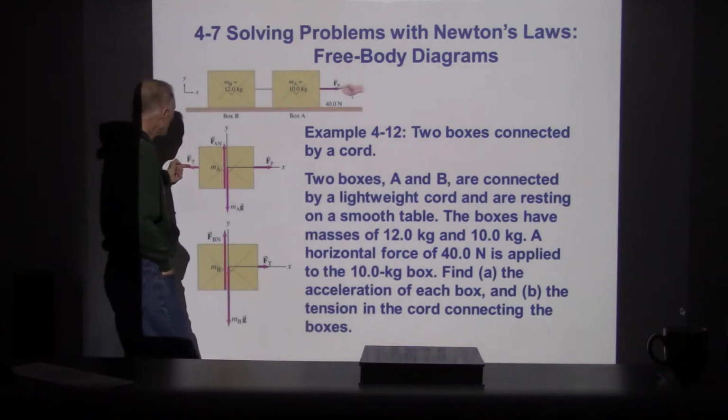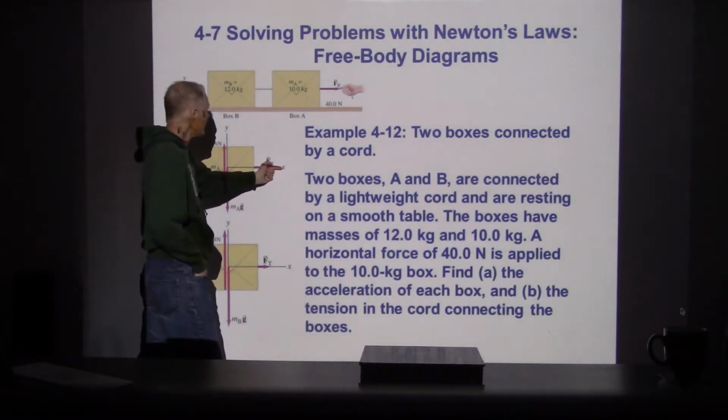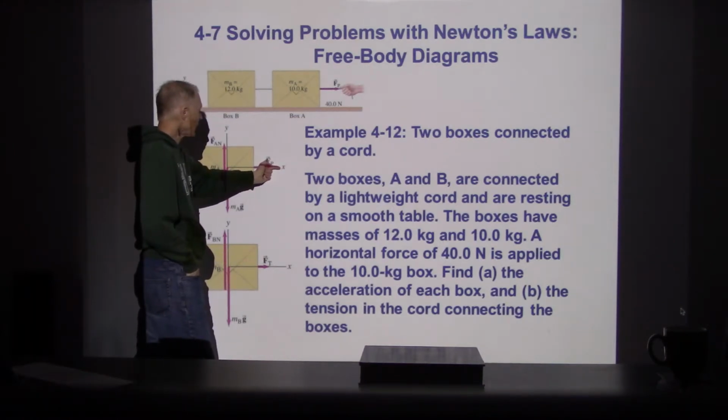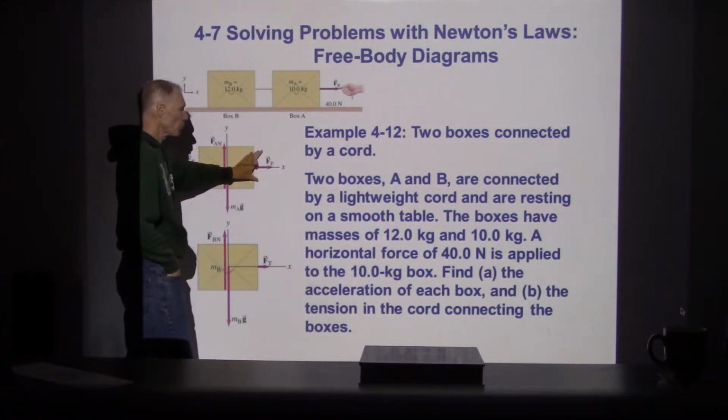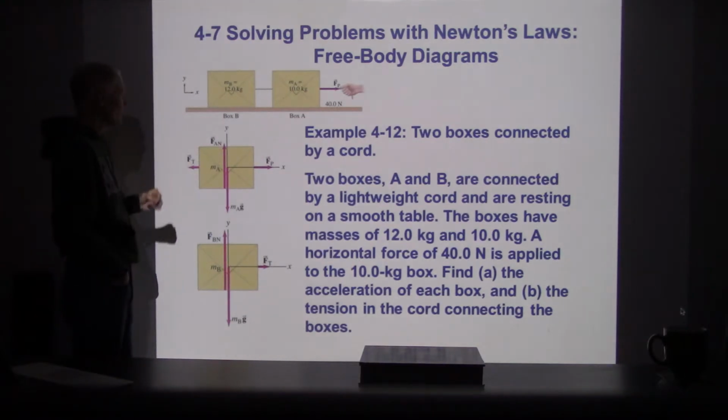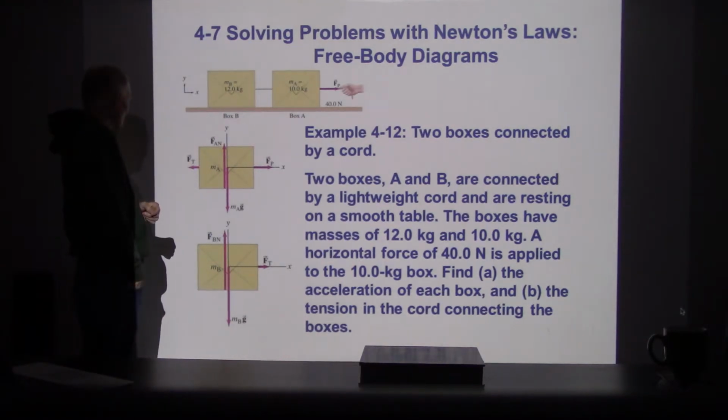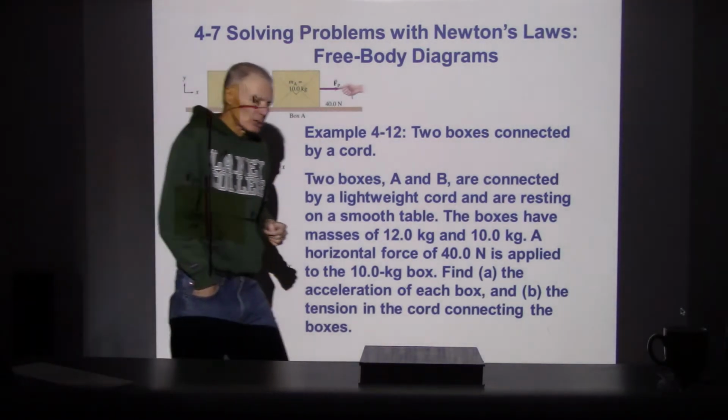And then we are pulling directly in the x direction. So the forward direction is where the pull is taking place, and that's at 40 newtons. Now, as far as I can tell from the force diagrams, do we have any friction on this one?